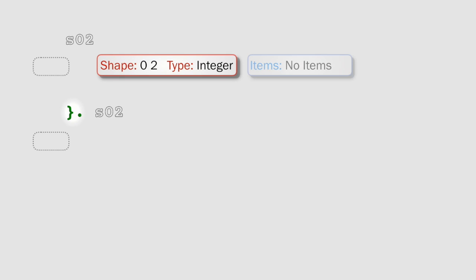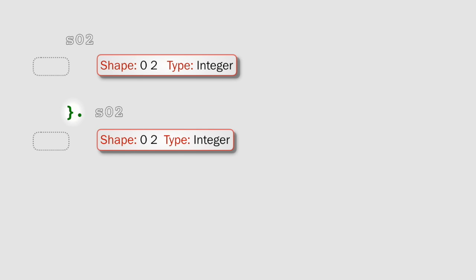In this second case, it's a little bit different. The shape is 0 2, and there are no items. Since Behead's job is to take off that first item, and there are no items to take off, Behead does nothing at all. So if there are no items, Behead just returns the same thing that it's given.